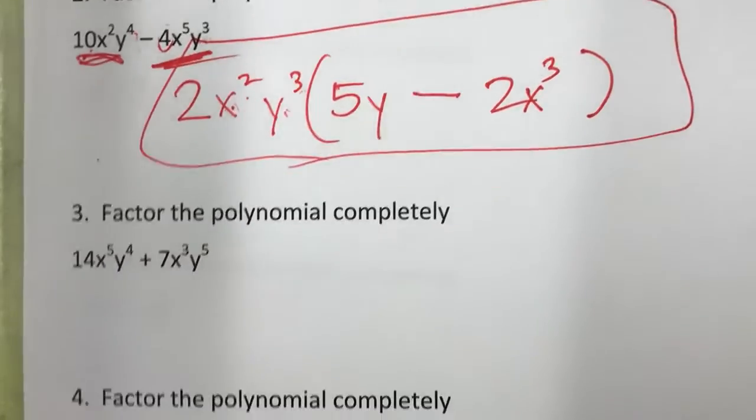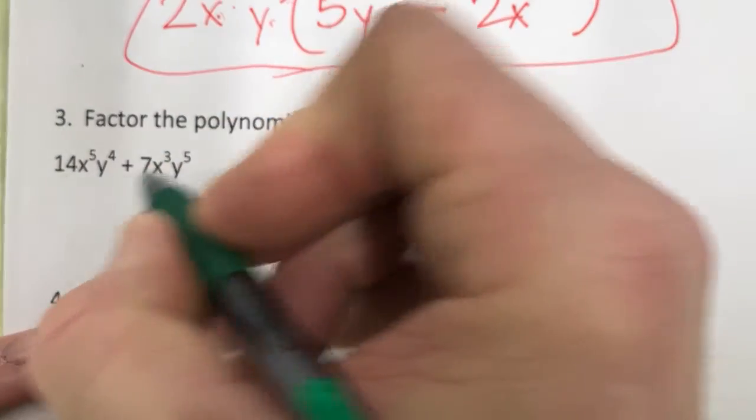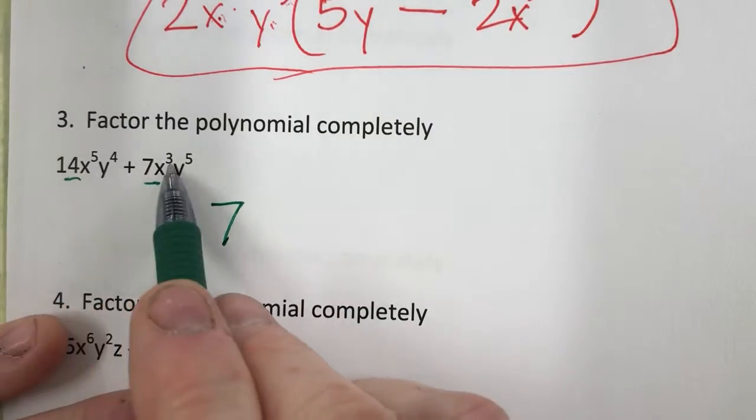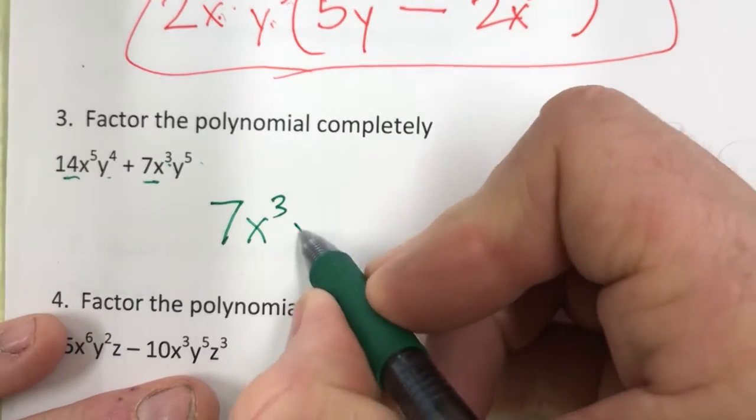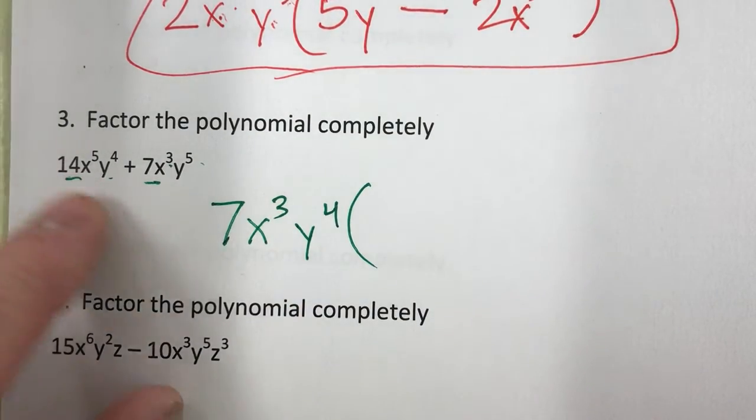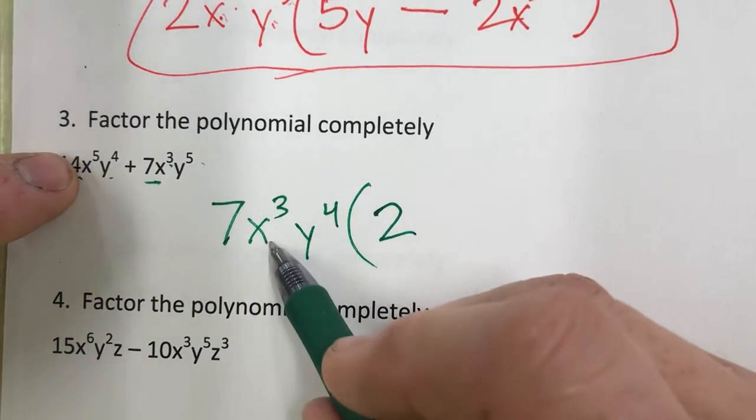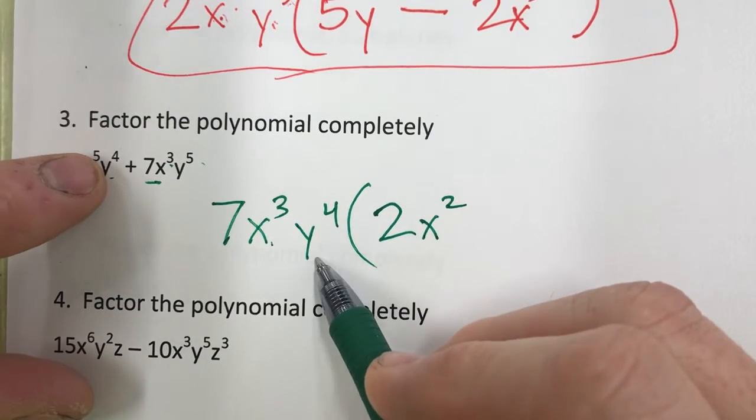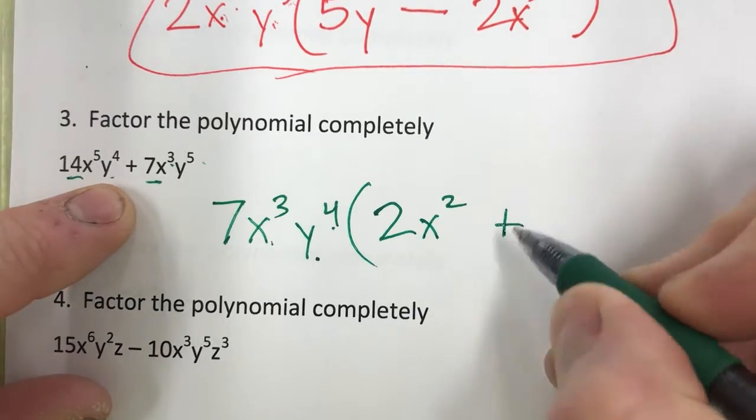Okay. All right, let's go to number 3 here. We'll go green this time. It's 14 and 7. 7 goes in both of those. If I look at my x's, the lowest is x cubed. Look at my y's, the lowest is y to the 4. There's my greatest common factor. 14 divided by 7 is 2. When I divide my x's, x to the 5 divided by x cubed, 5 minus 3 is 2, x squared. When I divide my y's, y to the 4 divided by y to the 4, 4 minus 4 is 0, so that goes away, plus.